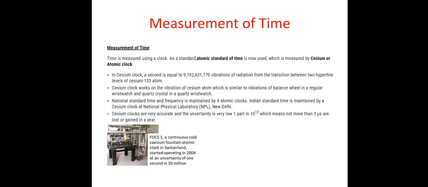Now let us see the measurement of time. Time is measured using a clock, and an atomic standard of time is now used, which is measured by a cesium or atomic clock. In the cesium clock, a second is equal to 919263177 vibrations of a radiation from the transition between two hyperfine levels of the cesium-133 atom.